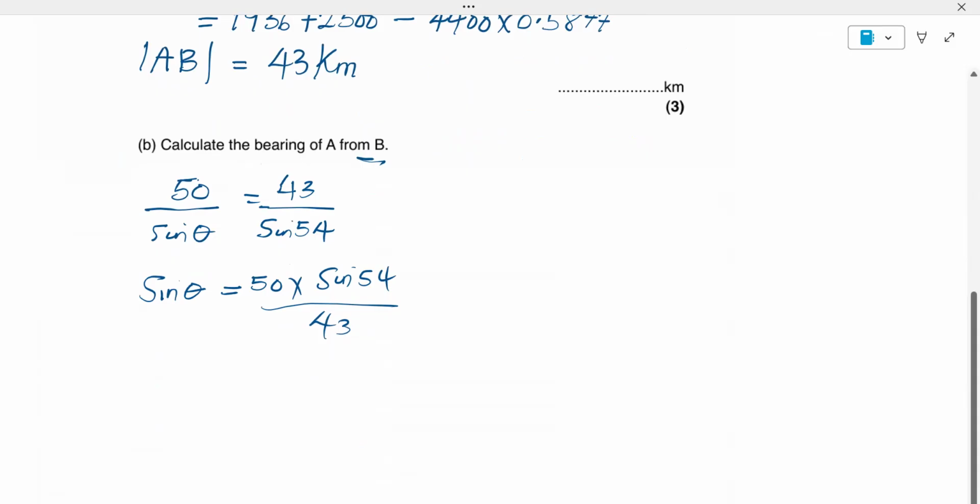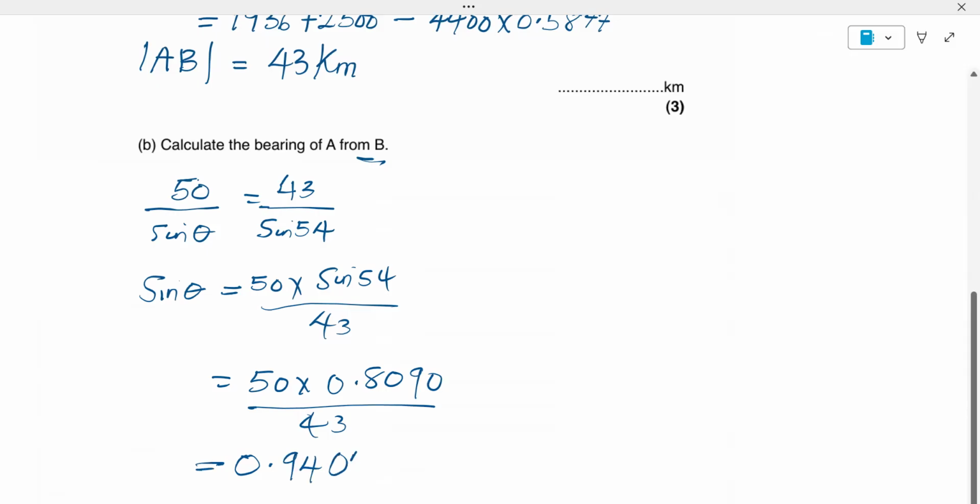Okay, so let us check the calculations for that particular one. Now, the value of sine 54 here is equal to 0.8090. So we are dividing that by 43. So if we say 50 multiplied by 0.8090, then dividing the result by 43, right? So that is going to be giving us 0.9407. Now remember that that is the value for sine theta, right?